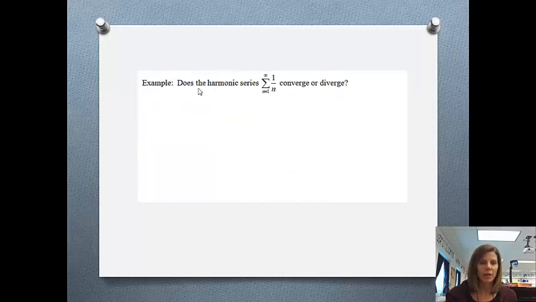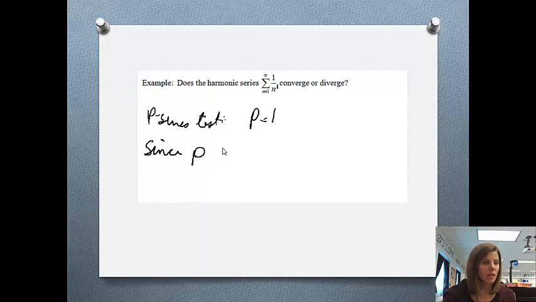All right, so let's go ahead. This is called the harmonic series, or we could call it a p-series. Does this converge or diverge? The way that we're going to do this is a p-series, because this is actually 1 over n to the 1 power, so I'm going to be using the p-series test. My p would equal 1. And since p is less than or equal to 1, the series diverges. And that's really all there is to that one.